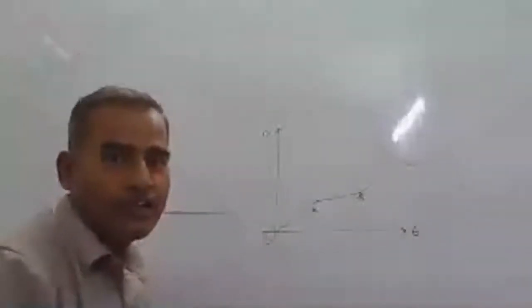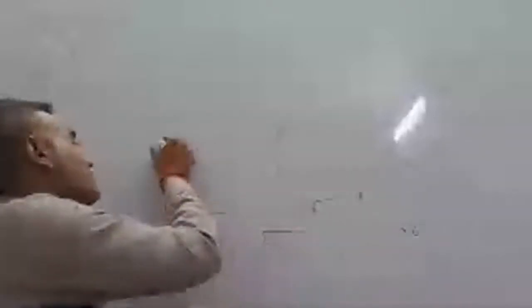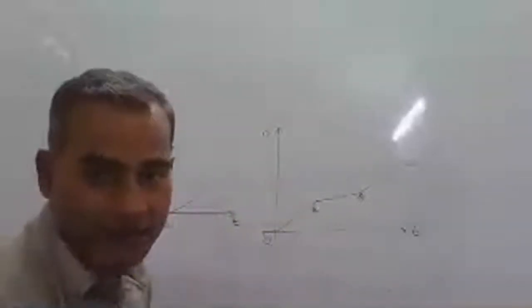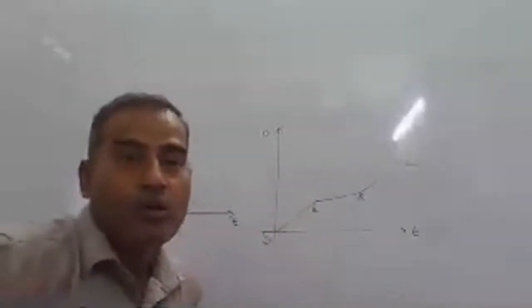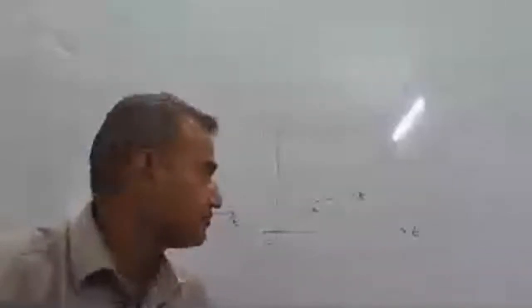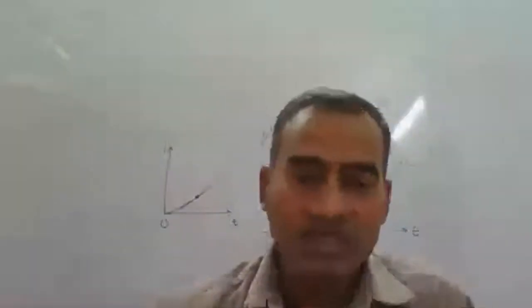Non-uniform velocity of the body. This graph shows the variable velocity, and to find the velocity we need to draw the tangent. That's the velocity. If you draw the tangent. In our next stream, we will continue from this topic.